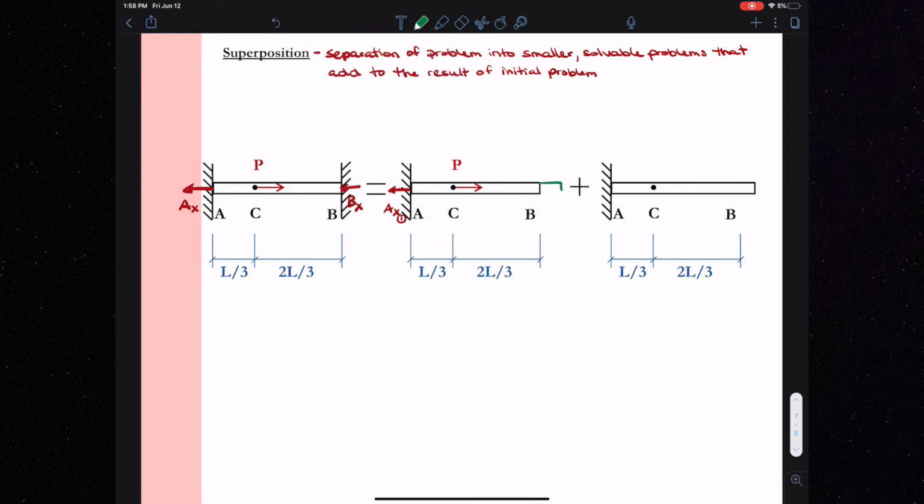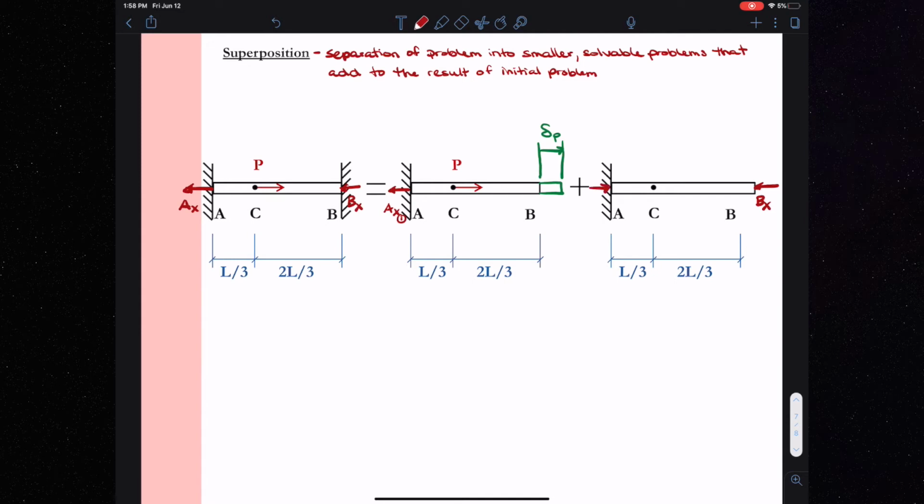Well, if I eliminate the wall at point B, I would imagine that this bar would extend a distance to the right. Because of my applied load P, the bar would stretch, and I would experience some deflection, which I'll indicate as delta P. This is a deflection of the bar to the right due to the applied load P. However, I can't just delete the wall. The wall actually has a reaction.